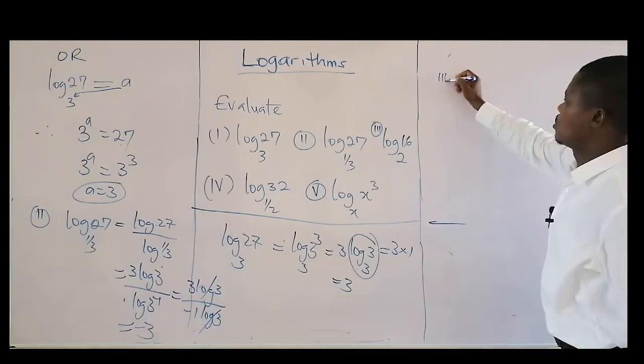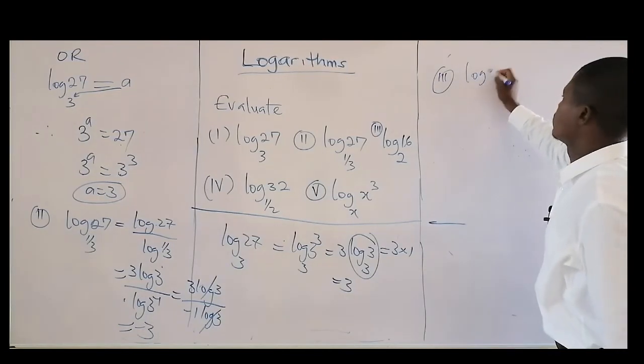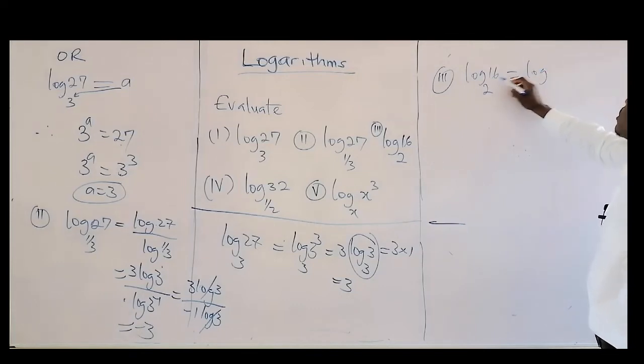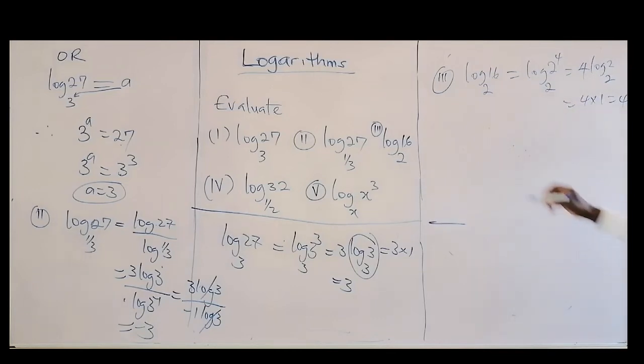So the answer is minus 3. You have log 16 to base 2. This is equal to log 16, which is 2 power 4, base 2. The 4 can go to the front, and that will be 4 log 2 base 2. And that's 4 times 1. That's 4.